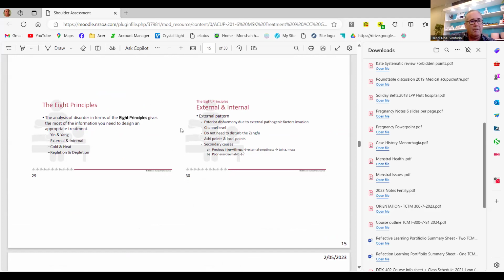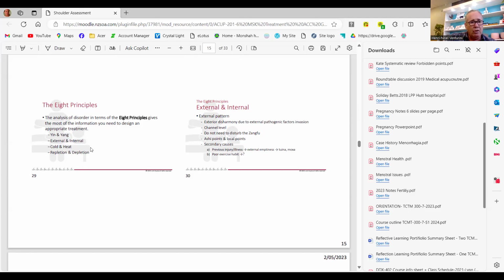All right, so the 8 principles are, is it yin, is it yang, or is it blood, or is it qi? Is it external or internal? Is it cold, is it hot? Is it repletion or is it depletion? That's what's going through your mind when you diagnose.